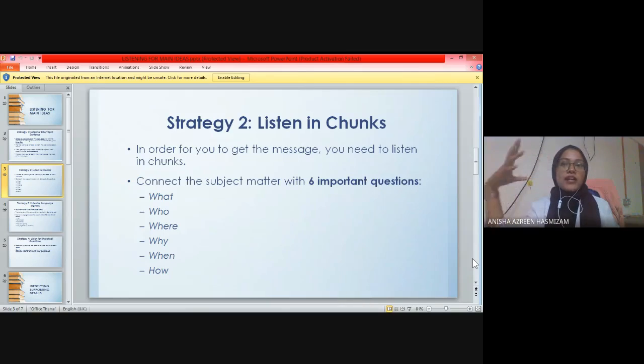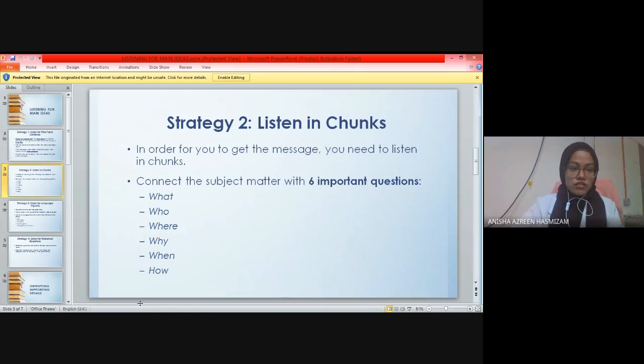Okay, when? Bila? When does the audio occur? Okay, conversational audio tu bila? Katakanlah waktu malam, tak pun malam sebelum peperiksaan. Malam sebelum peperiksaan di mana mak ni, the mother is trying to help the daughter studying, katakanlah. Okay, and how? Then try and ask these questions as you listen so that you'll be able to detect what the audio is about. Okay?